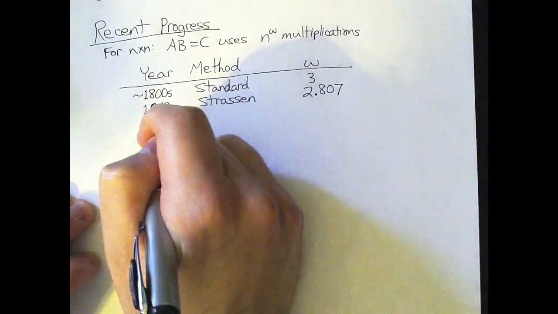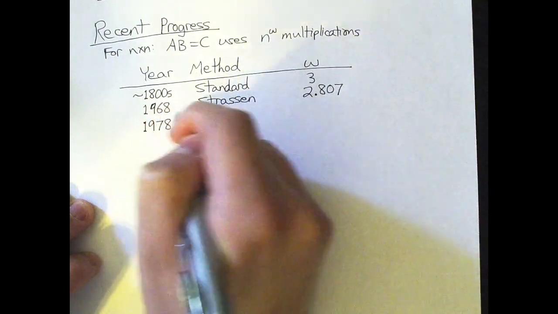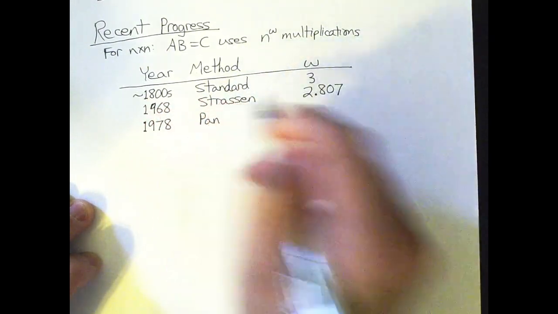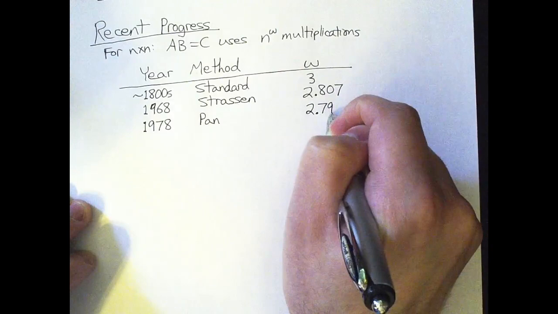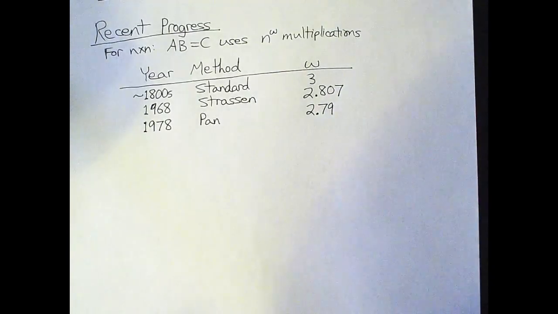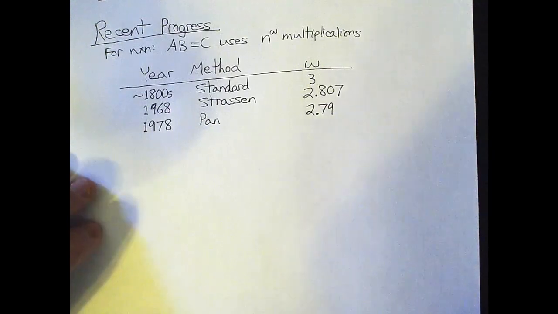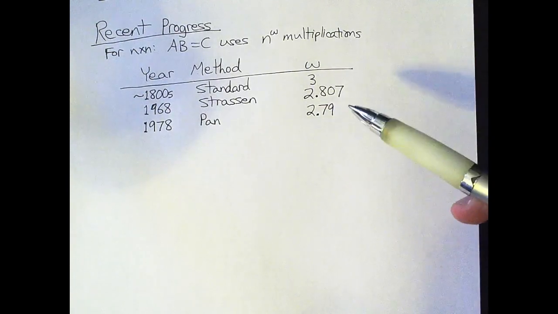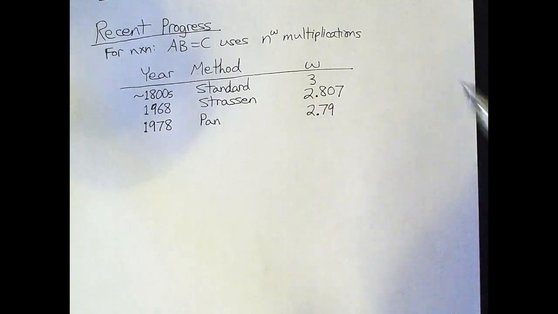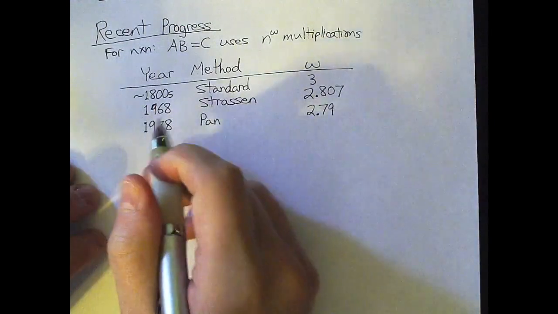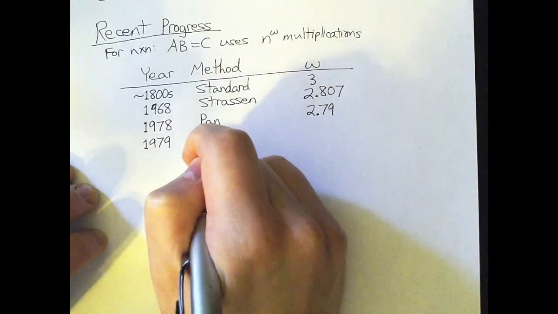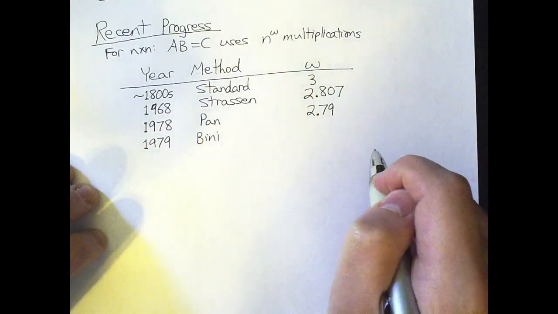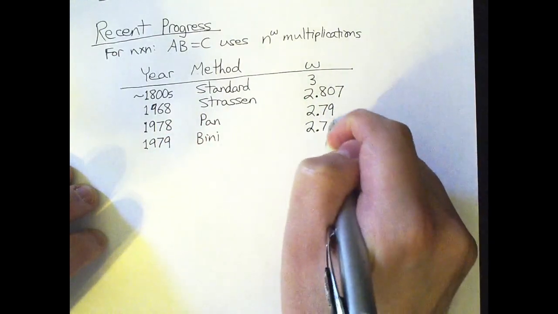The next better algorithm came along in 1978 by Pan, and it reduced omega down to 2.79. A small improvement. Well, but we've seen that when n is large, even a small improvement in omega might make a difference because it's an exponent, right? The next improvement was the next year, 1979. There was a method by Bini that lowered the exponent to 2.78.